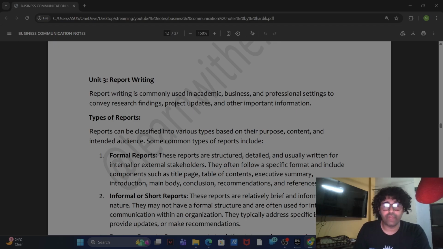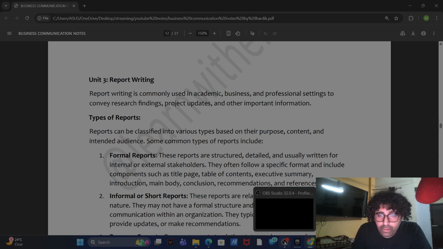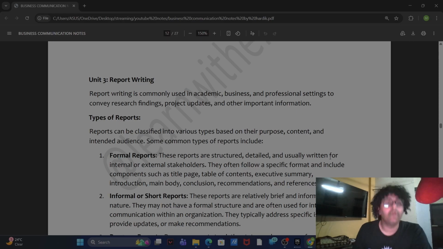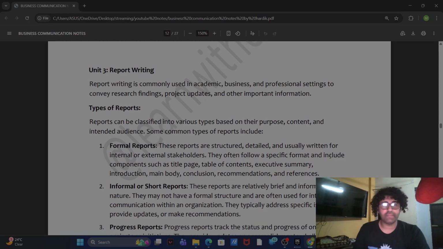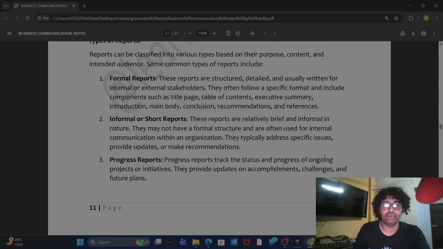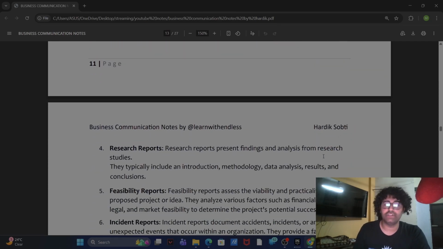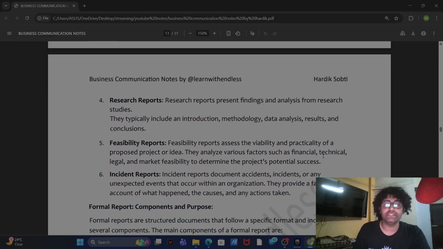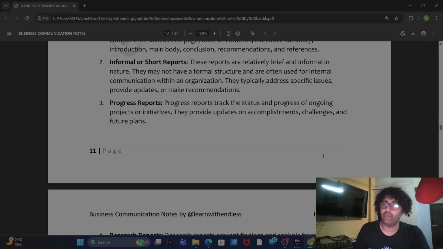Unit 3, report writing, is commonly used in academic, business, and professional settings to convey research findings, project updates, and other important information. Types of reports. Reports can be classified into various types based on their purpose, context, and intended audience. Some common types of reports include formal reports, informal or short reports, progress reports, research reports, feasibility reports, and incident reports. Let's go through them one by one.